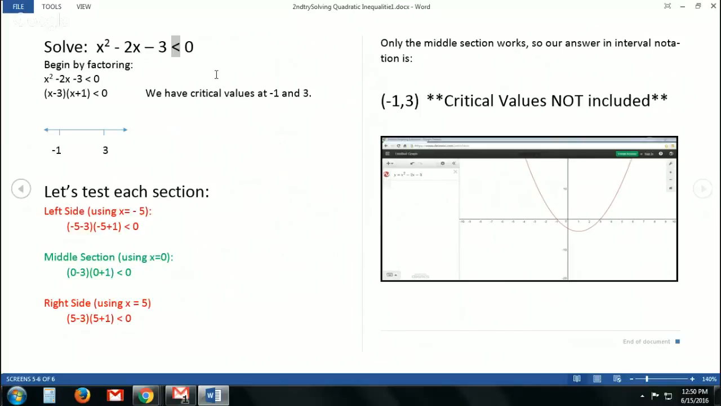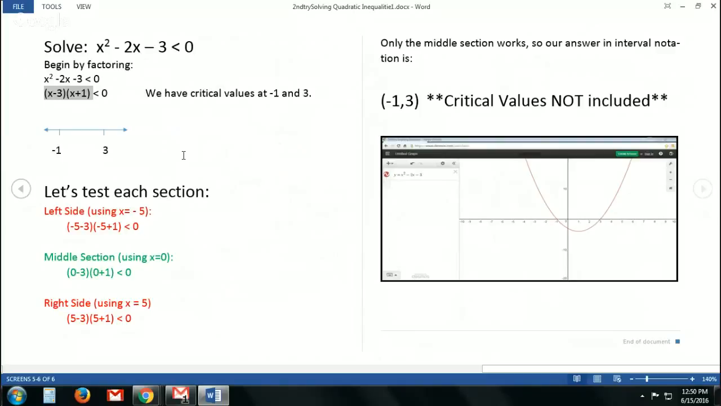Just like we did a minute ago, we want everything on the same side with 0 on the other, and then we want to factor as much as we can. Now, x squared minus 2x minus 3 is going to factor as x minus 3 times x plus 1. So the critical values that we have, from the first factor, we get positive 3. From the second factor, we get -1. -1 is smaller, so let's put it on the left-hand side. Positive 3 is larger. Let's put it on the right-hand side.